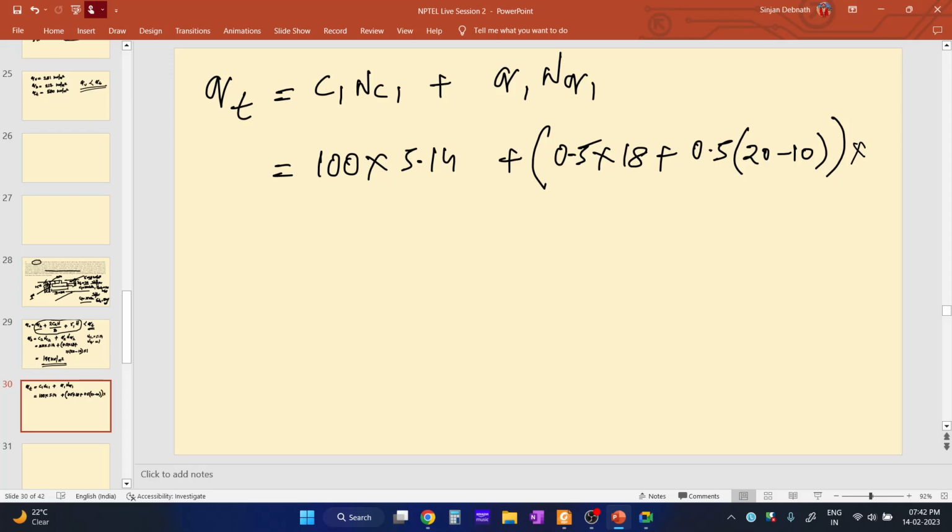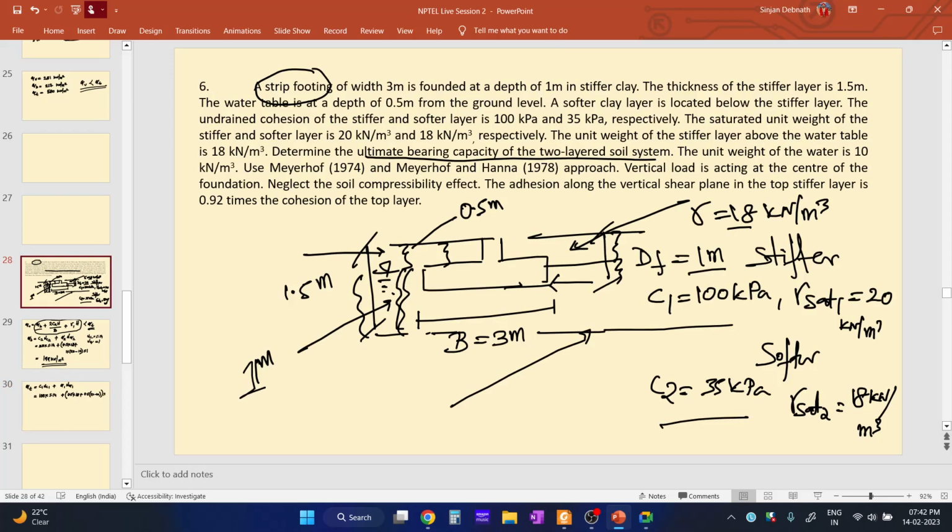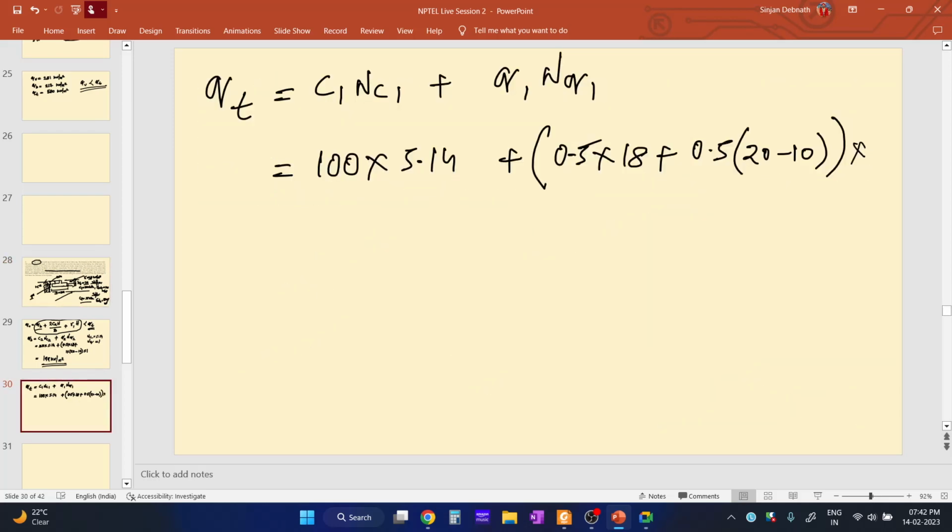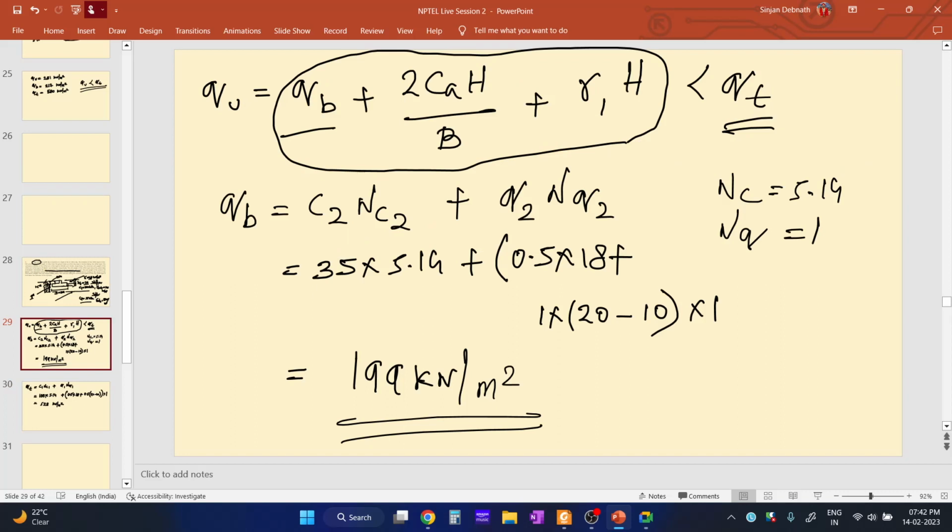And what is the value of NQ1? The value of NQ1 is 1, because this is completely cohesive soil. Now if you calculate this, you will get QT is equal to 528 kilonewton per meter square. So now you know the value of QB and QT. Now you need to calculate QU, that is the ultimate bearing capacity of the two layered system.